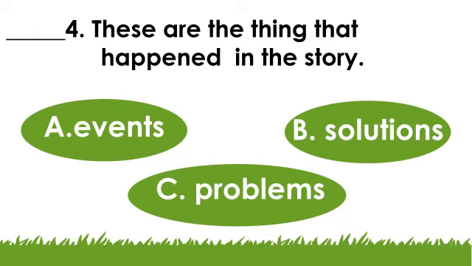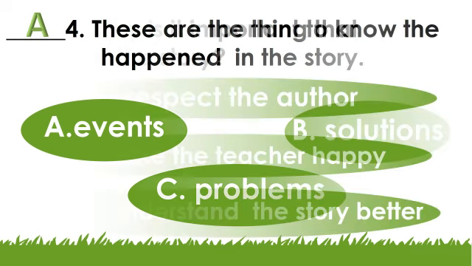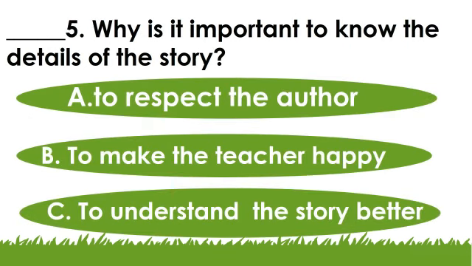Setting. Number 4. These are the things that happened in the story. A. Events. B. Solutions. C. Problems. The correct answer is letter A. Events. And number 5. Why is it important to know the details of the story? A. To respect the author. B. To make the teacher happy. C. To understand the story better. The correct answer is letter C. To understand the story better.